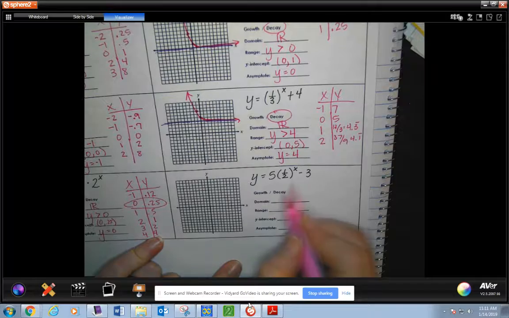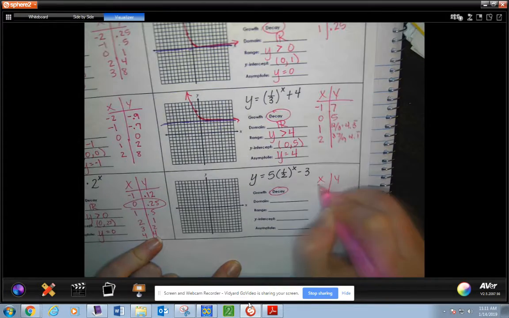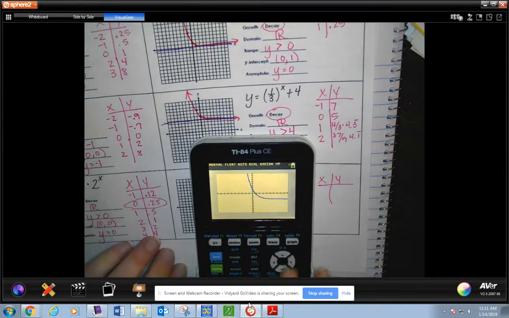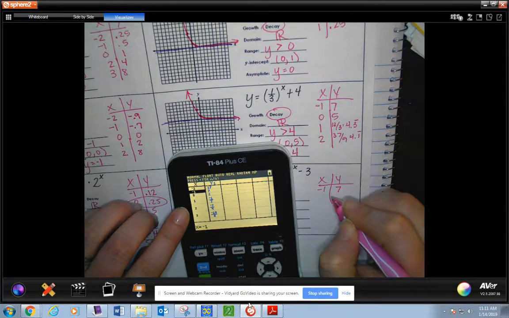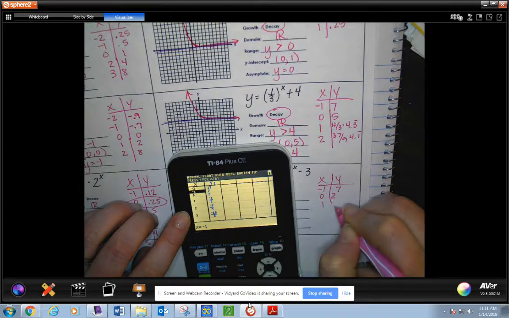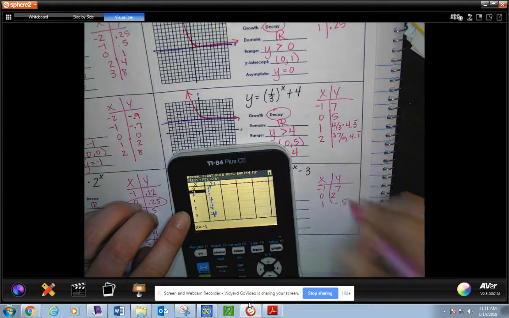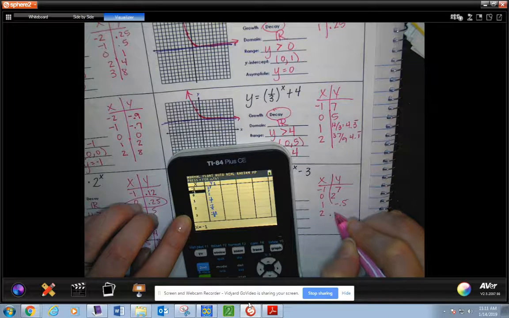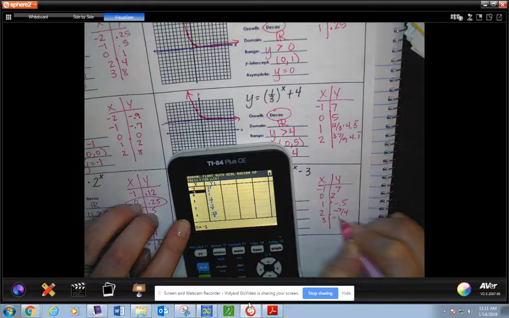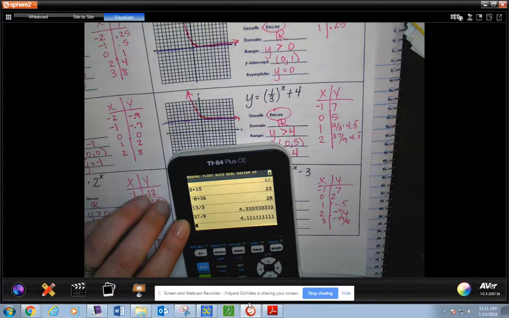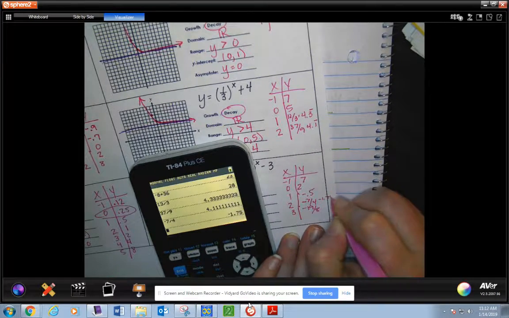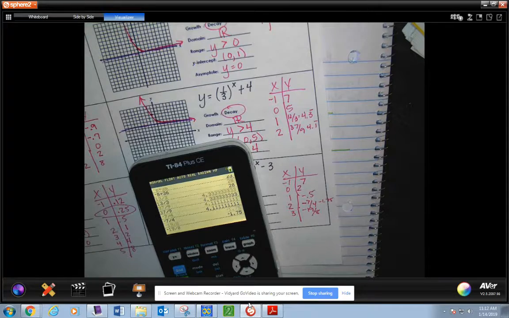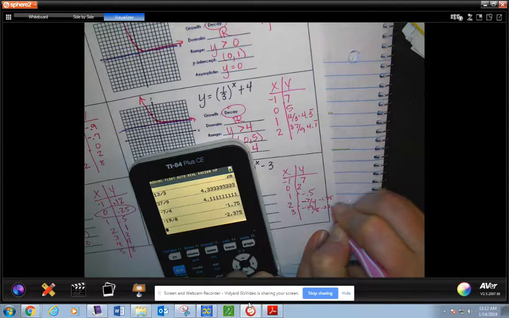The graph is going down. So I'm going to put decay, make me a table, go to the table. I cannot do -2, so I'm going to start at -1, 7. Then 0, 2, 1, and negative 0.5, because that's what I know that is. I'm going to go ahead and write 2 and negative 7/4, and I'm going to write 3 and negative 19/8. And now I'm going to come back and look. Negative 7 divided by 4 is negative 1.75. Negative 19 divided by 8, negative 2.375.